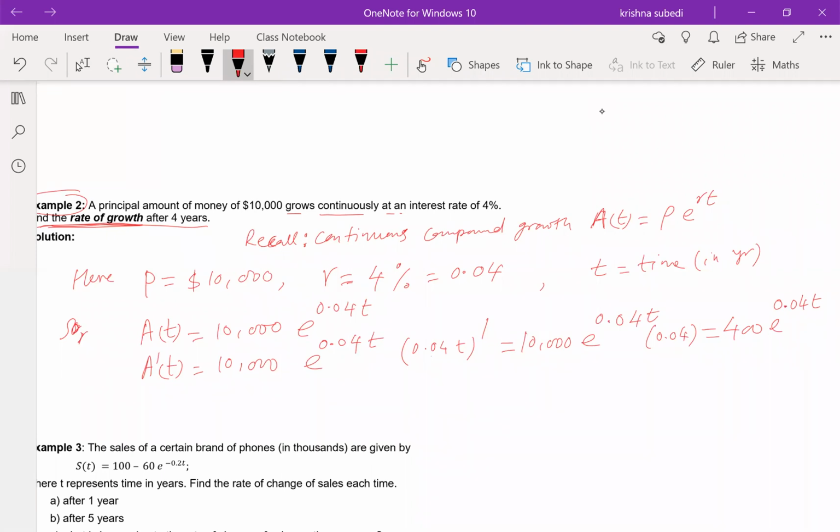Now, we need to find the rate of growth after 4 years. So after 4 years, that means your t is 4. A prime of 4 equals 400e^(0.04 times 4). So can you help me? What is the final answer here? You can put your answer in the chat room.